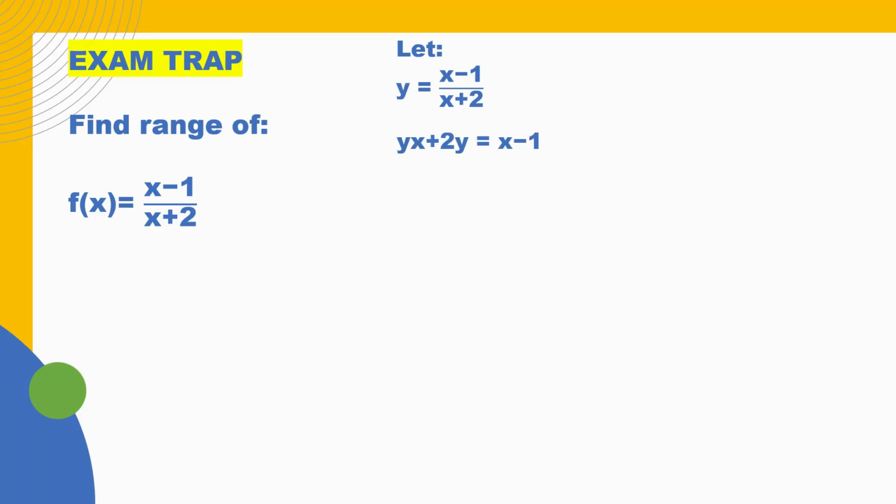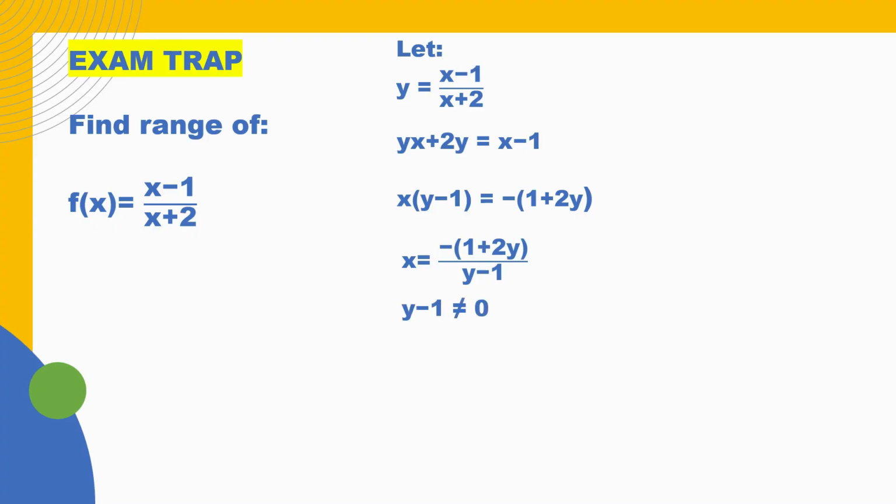Now multiply both sides by x plus 2 to remove the denominator. This makes the equation easier to work with. Next, move all terms containing x to one side. We are preparing to isolate x. Now take x common. This gives us x only once, which makes solving easier. Finally, divide by y minus 1 on both sides. Now x is completely written in terms of y.